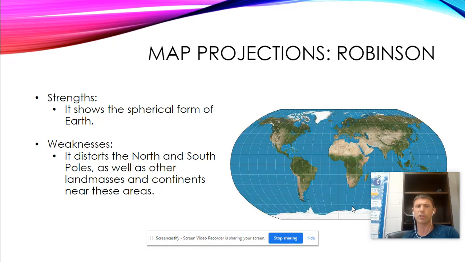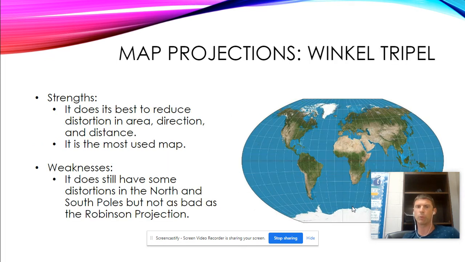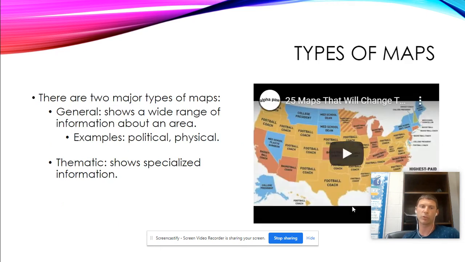The Robinson projection, you'll often see this one in classes, does show that sphere's form, but it still does have distortions with it. And then the Winkel Tripel is similar to that last one that we just looked at, but it also has some distortion. So the word distortion is the key one, that even rounding out the map, it's going to make distortions.